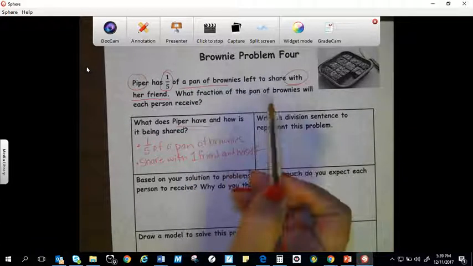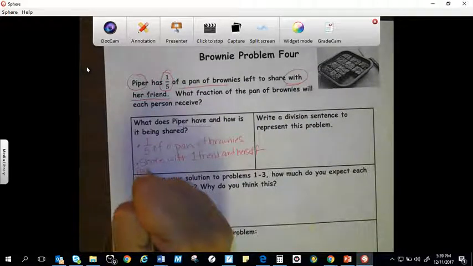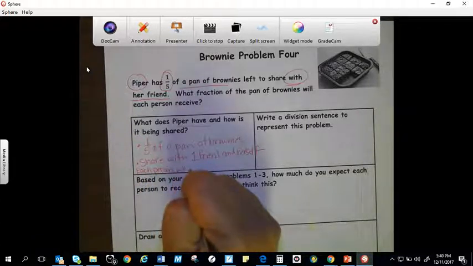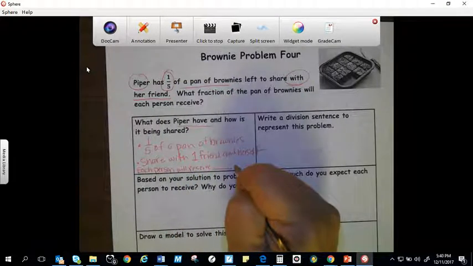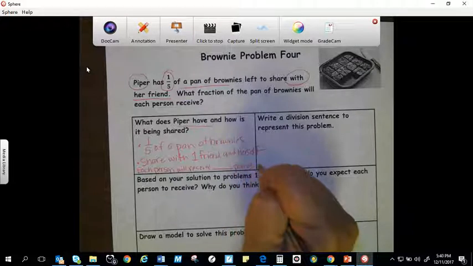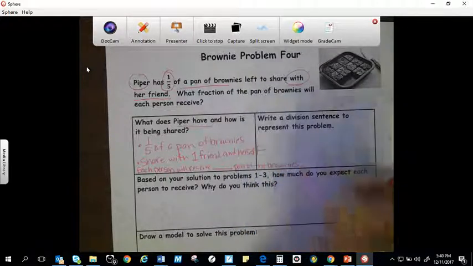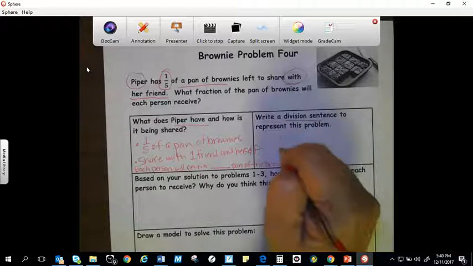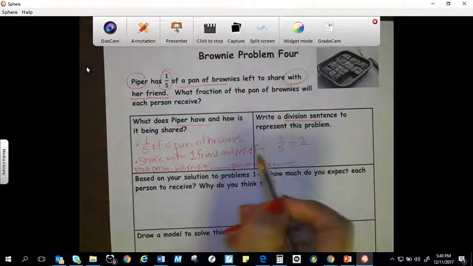My equation will then be each person will receive blank pan of the brownies. Okay, write a division problem or a sentence. I know that she has 1/5 only, and we're going to share that with two people, her friend and Piper.